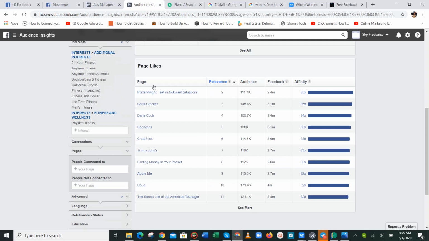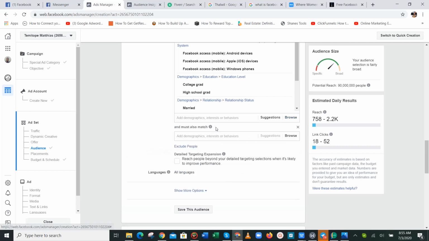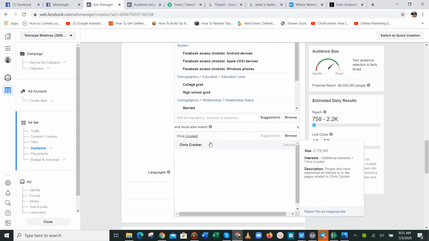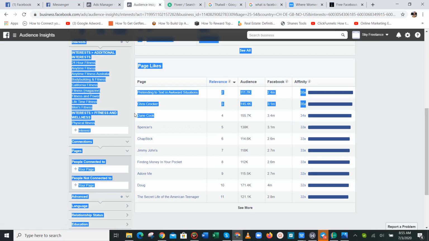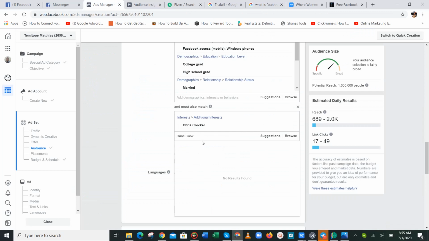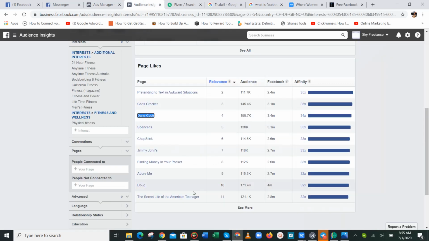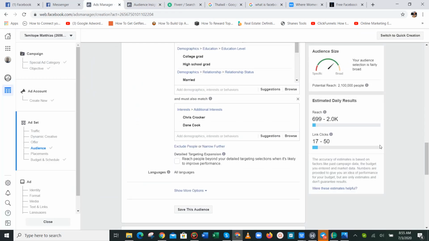People who interact with these pages are the people we want. So let's narrow down. This one has 111, this one has 145. So let's choose this Chris Cooker. Chris Cooker, you go to narrow further again. Take it to targeted people. Then Cook as well. We relate with Den Cook. So you can choose as many as possible, but like 3 to 4 is enough.